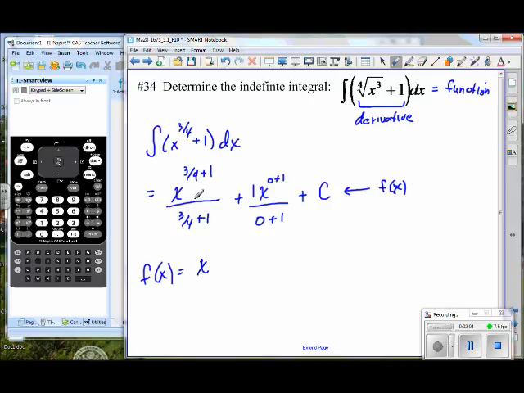So let's see what f of x equals here. This would be x to the 3/4 plus 4/4, so that would be the 7/4 power, divided by 7/4, plus x to the 1 divided by 1, or simply x, plus c. We're going to take care of dividing by a fraction by remembering that when you divide by a fraction, it's the same thing as multiplying by the reciprocal. So we have 4/7 x to the 7/4 power plus x plus c.